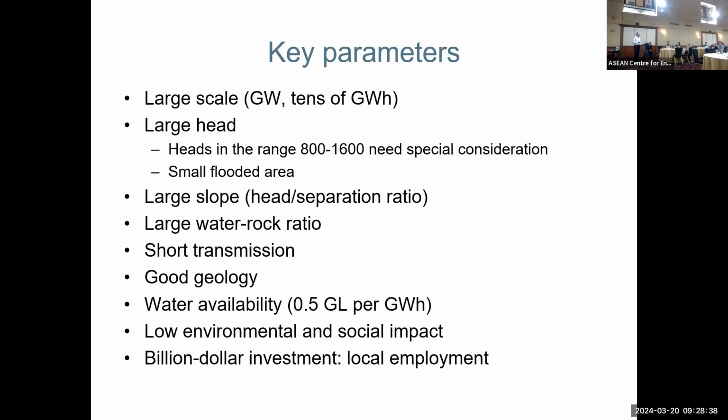So large slope, in other words, large head and small separation between the two reservoirs. Large water to rock ratio, so you move the rock to make the dam wall and you get a very large amount of water. That's better than only a small amount of water for that amount of rock. It's obviously good to have short transmission to a 500 kV backbone, but it's important to understand these are billion-dollar projects and you can afford to build 50 or 100 kilometer long transmission if you need to. The transmission is significant, but it's not overwhelmingly expensive compared to the cost of the pumped hydro system.